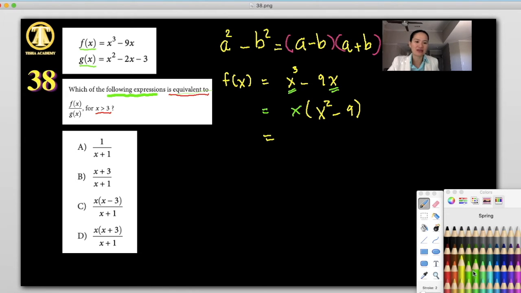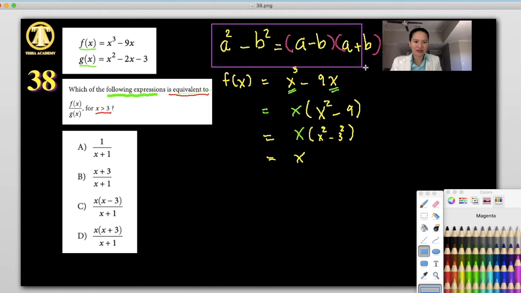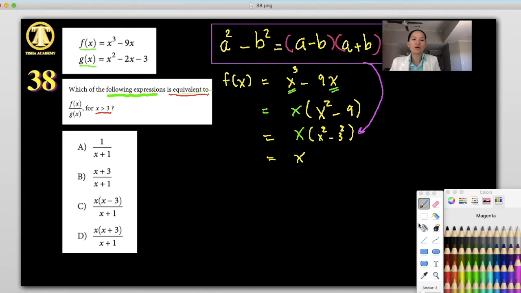Which equals x times (x squared minus 3 squared). Do you remember this one? We're going to apply this rule here. So x squared minus 3 squared turns into (x minus 3) times (x plus 3). Now you have f(x) like this.